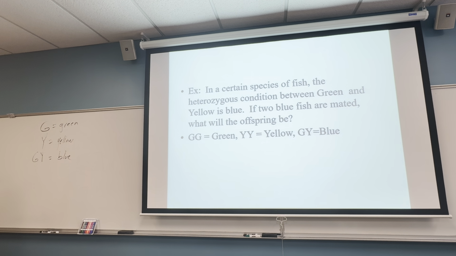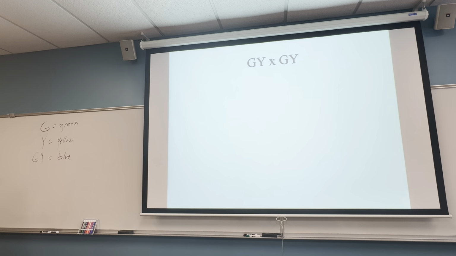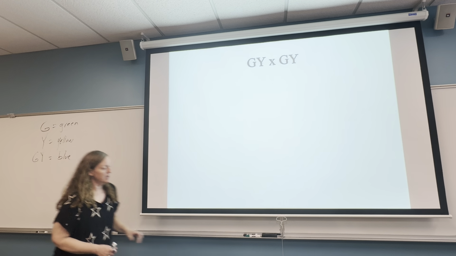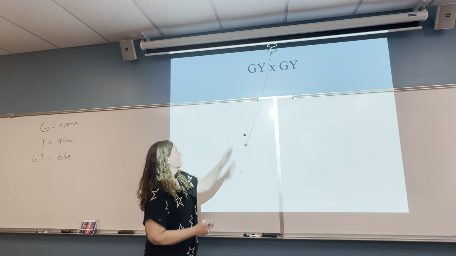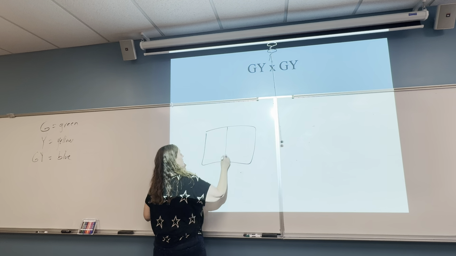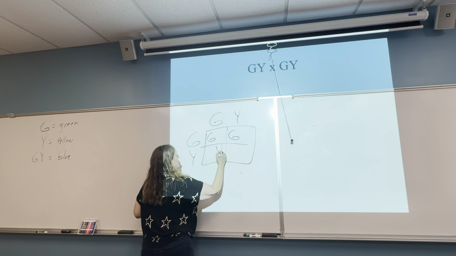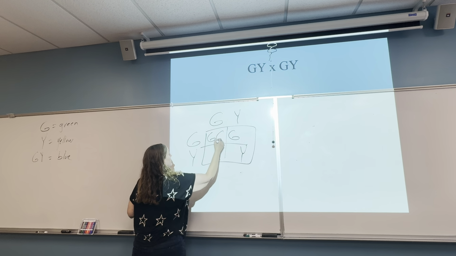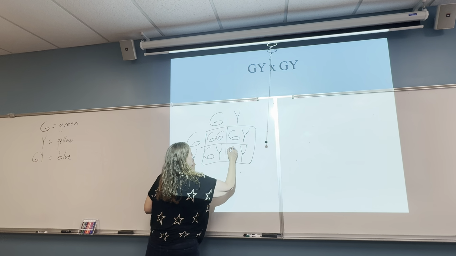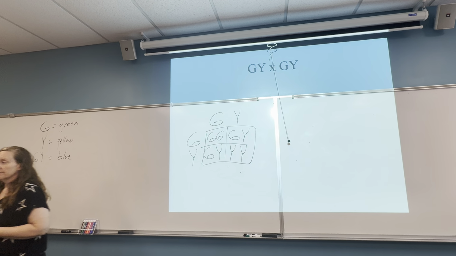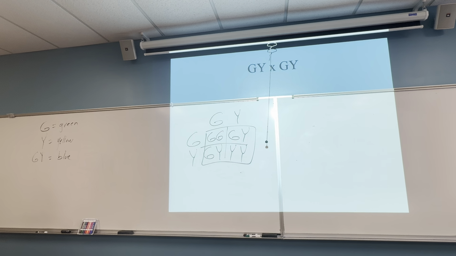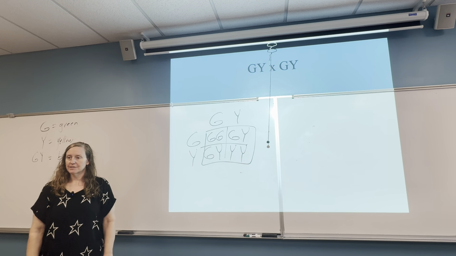Oh, so we're asking if two blue fish are mated, what will the offspring be? So the way that we would do this Punnett square would be like that. I'm using all capitals just not to confuse one as dominant over the other. You could use all lowercase. I try to be consistent in my messaging.